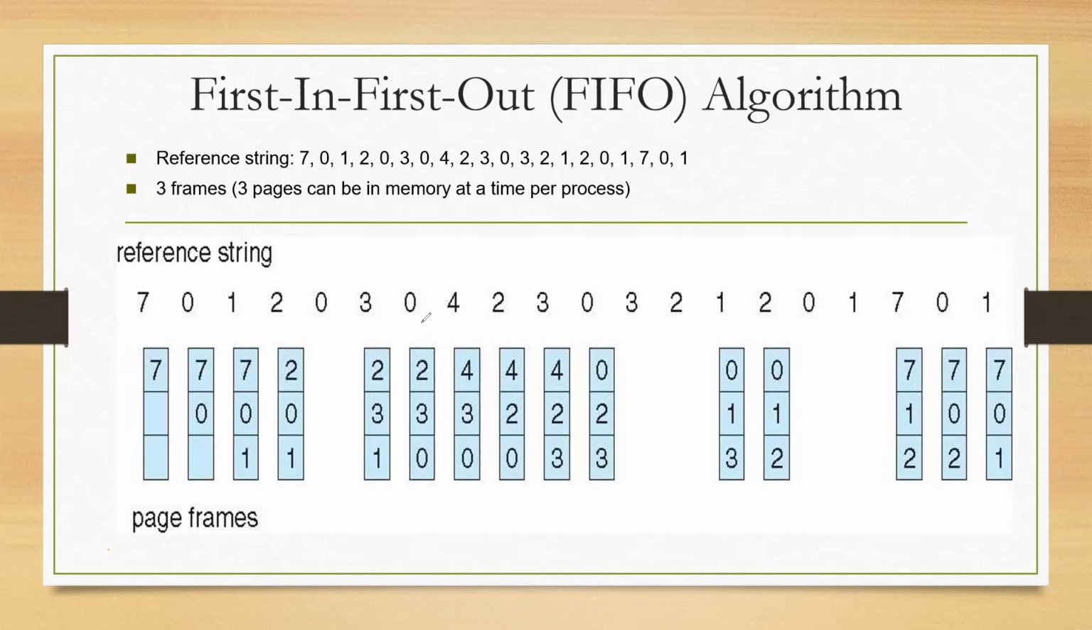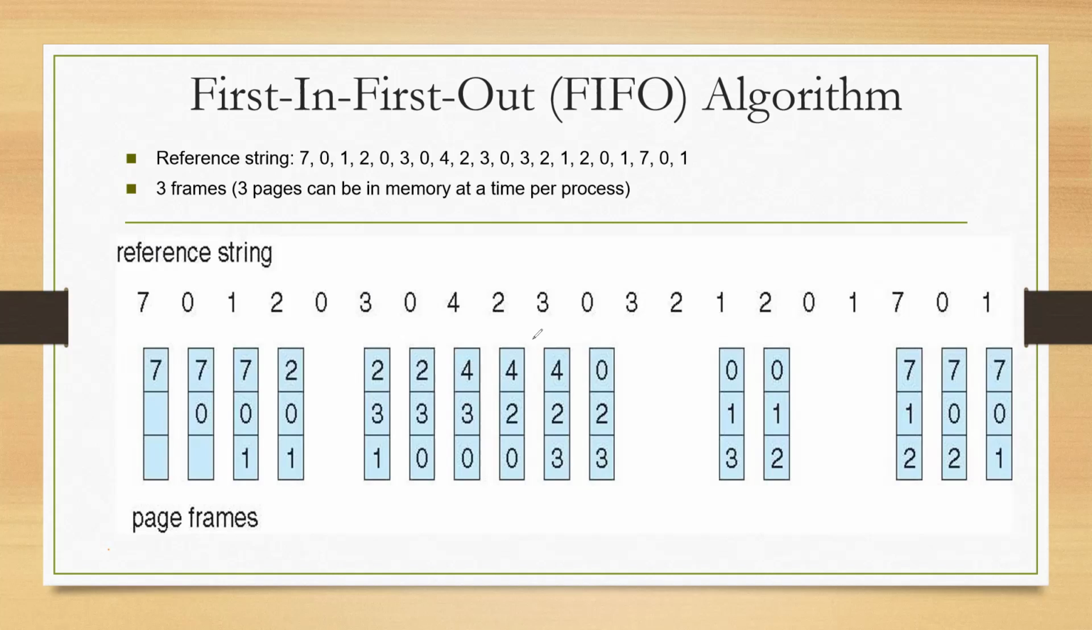And the next string is 0. But that is not available in the page frame, so a page fault occurs again. We have to replace one string from that page frame. Which one will be removed? Already 7 removed, 0 removed, then the next one, 1, is removed. So instead of 1, you can place 0. The next is 4. The page frame is full, so we have to replace one string. The 2 was inserted first, so instead of 2, you can place 4.